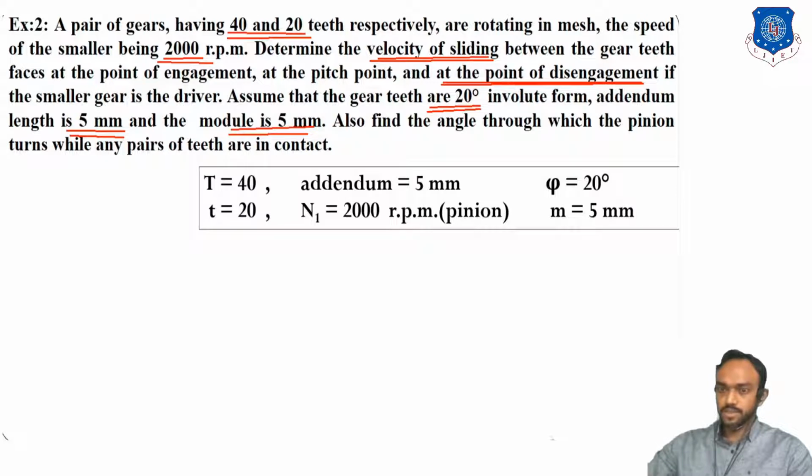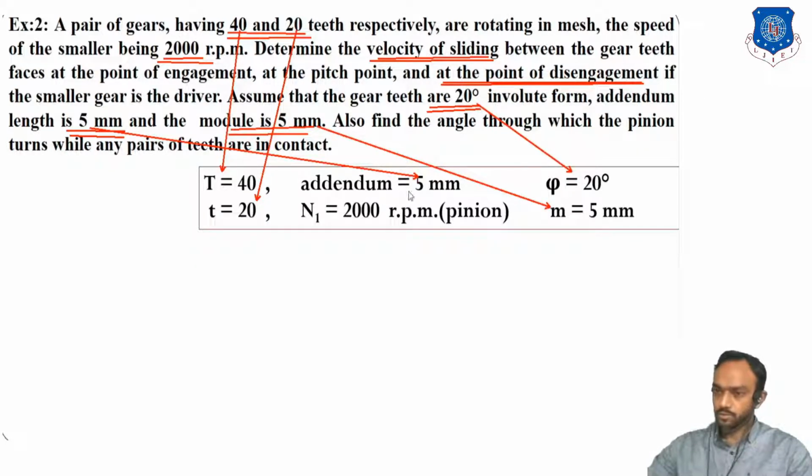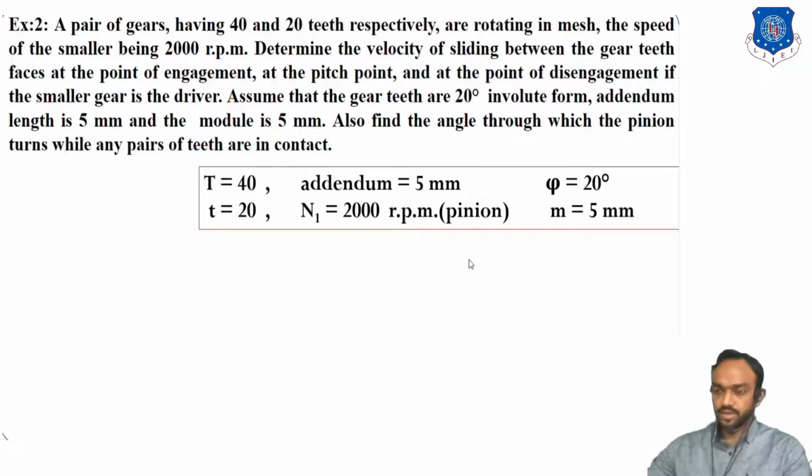So as you can see, 40 is already given, 20 is already given, the addendum is given as 5 mm, and the module is also given. Phi is equal to 20 and the RPM is given as 2000. So all this data is given, and now we are going to start. First of all, what we have to find, what they have asked.